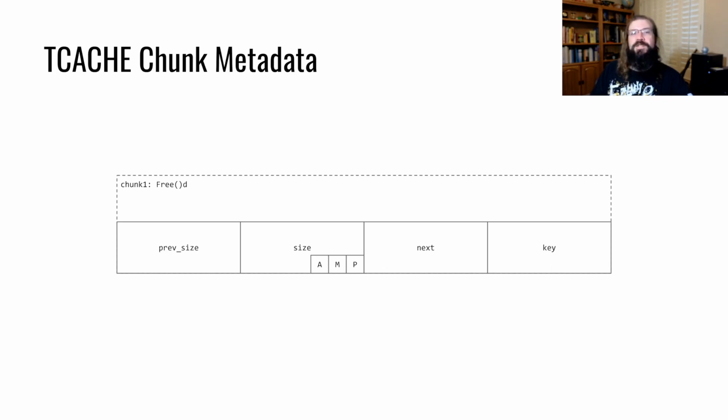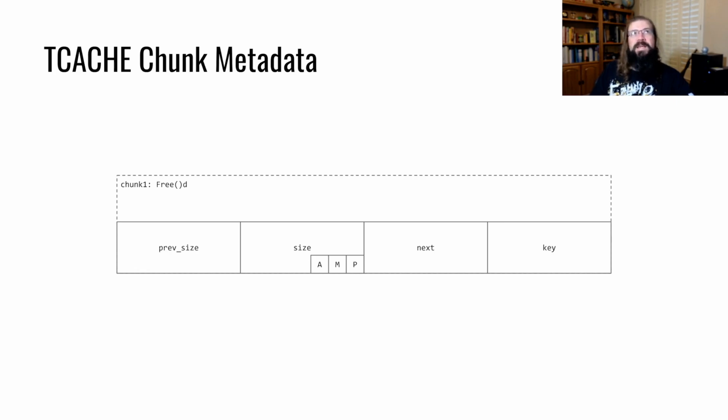Note that the least significant bits of the size value have 3 flag values, A, M, and P. A indicates whether or not the chunk was allocated from outside of the main arena. M indicates whether or not the chunk was M-mapped. This would occur for very large allocations where the standard heap mechanisms don't make sense. P indicates whether or not the previous chunk is currently free or in use. It is referred to as the previous in-use flag.